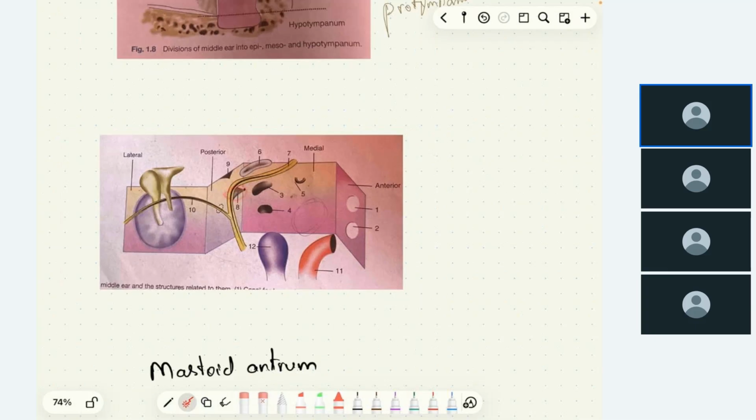The opening from the attic, that is the middle ear cavity, to the mastoid is called the aditus ad antrum.